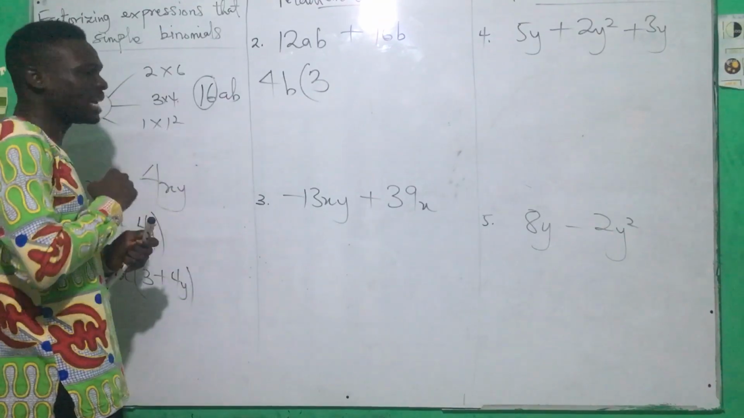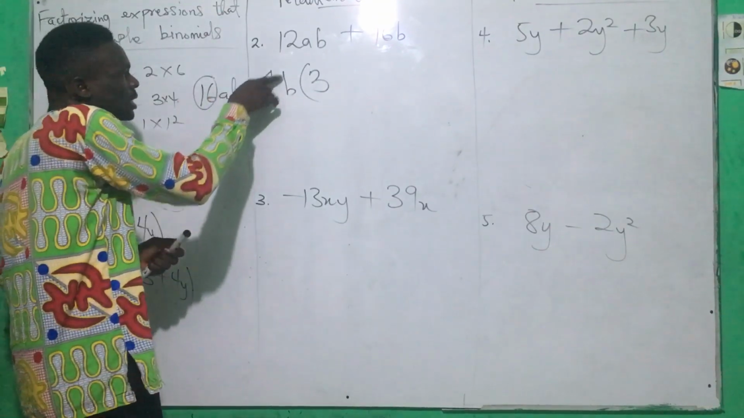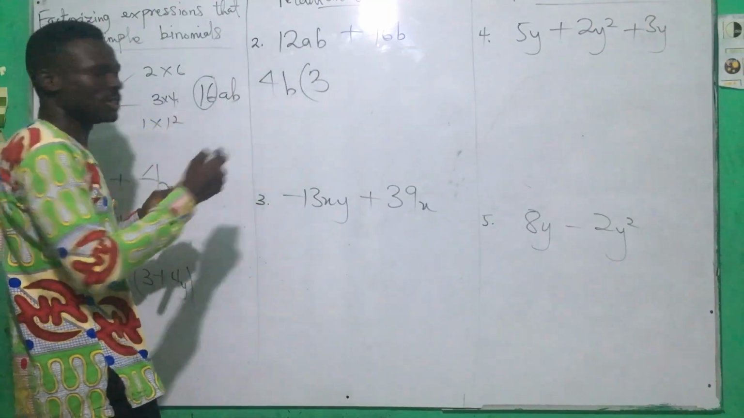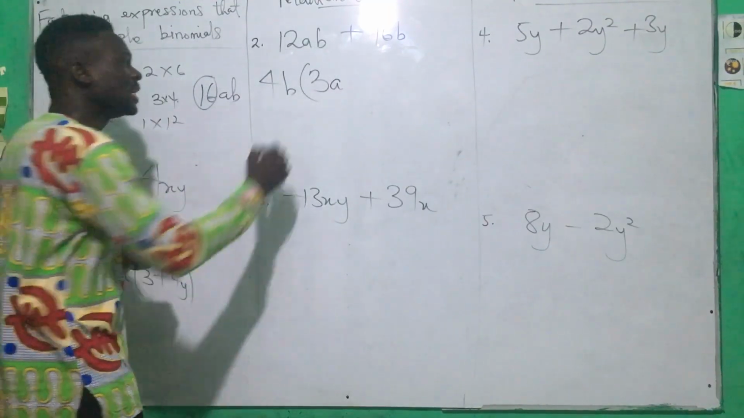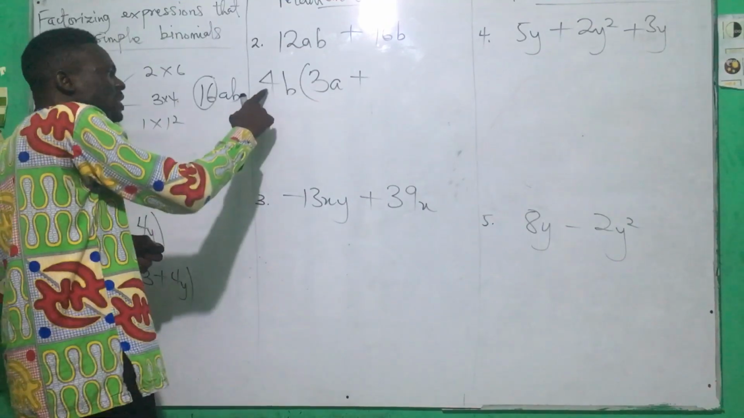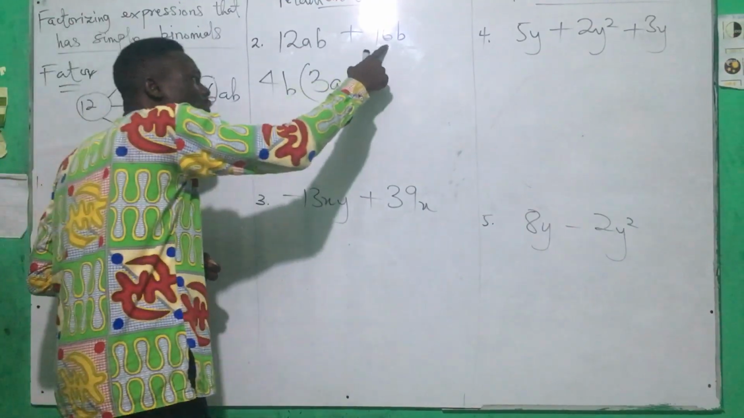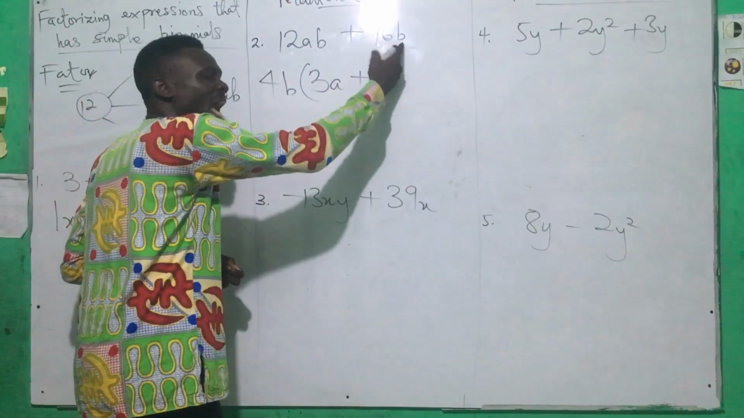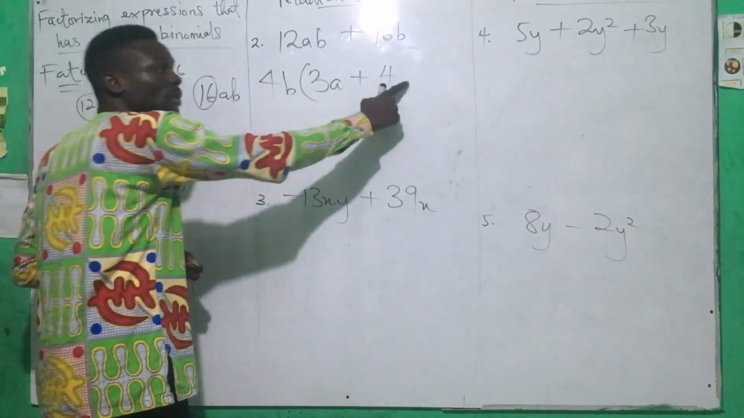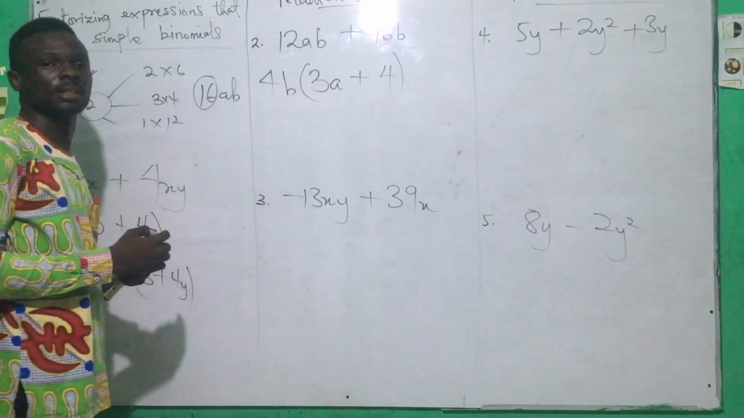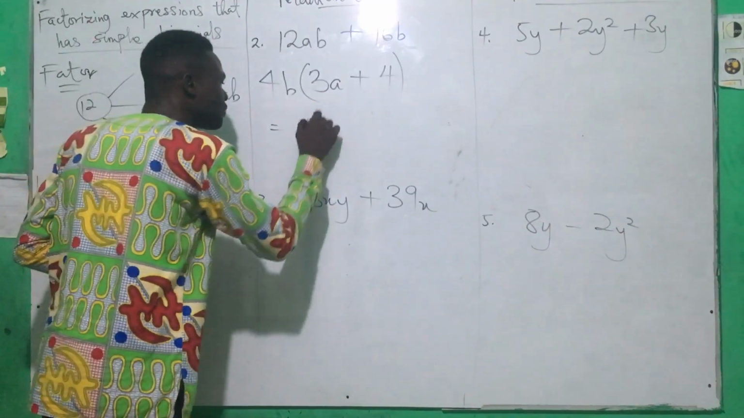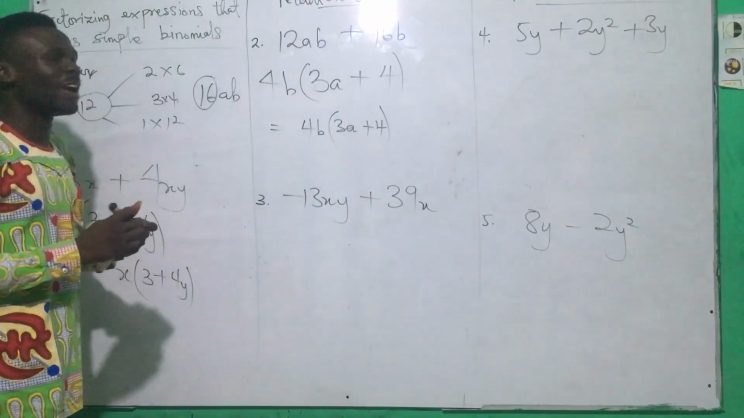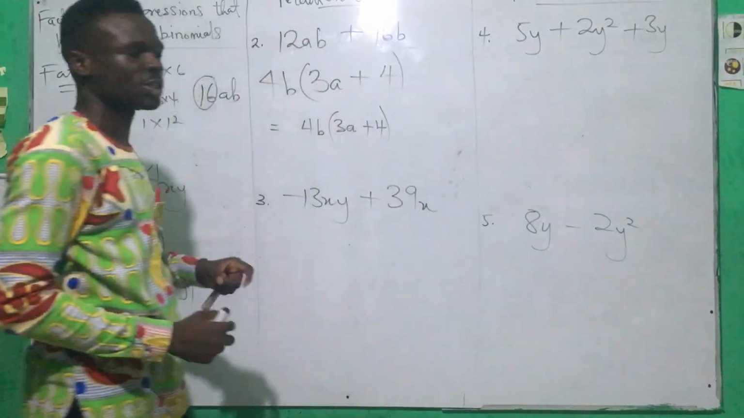Good. Then we ask ourselves again. You have AB. You bring the B out. What are you left with? You are left with A. Then plus, what number times 4 will give you the value 16? It's 4. Now you have B and you have brought the B out. You are left with nothing, that is it, you are done. So the answer for this is 4B bracket of 3A plus 4. We have been able to factorize this expression.